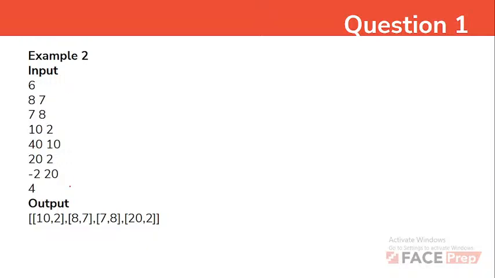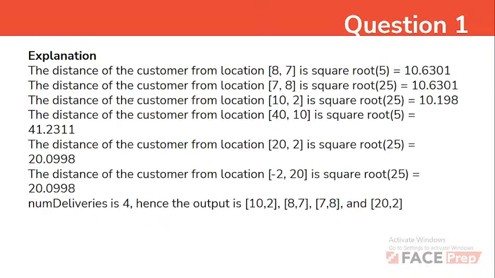Now let's take another example. Sample test case 2. Here also the same thing. The total number of restaurants is 6, and the location of each restaurant is given here. So I'll be finding the distance between the customer location and the restaurant location for each one. And among the 6 restaurants, I need to find the shortest first 4 restaurants. So I'll find the distance for all of them, and from this I'll be calculating the first 4.